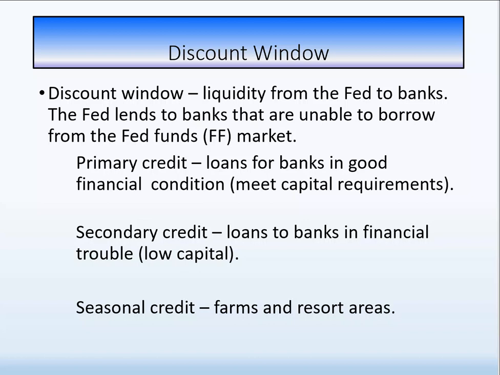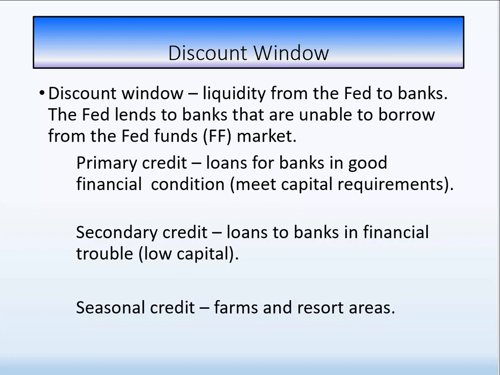So what exactly is discounted? The Fed requires collateral for these loans and discounts the collateral. That means, for example, if the collateral is worth $1 million, the Fed might lend only $950,000 against it. There are three types of loans that come out of the discount window. The first is primary credit. Those are for banks that are in good financial condition. And what does good financial condition mean? Well, they're meeting their capital requirements.